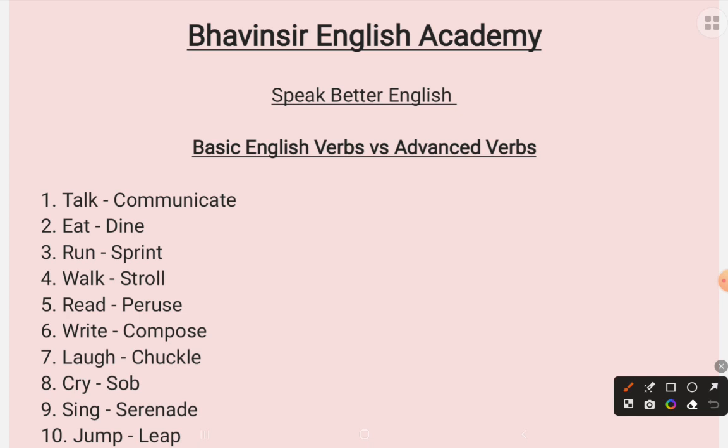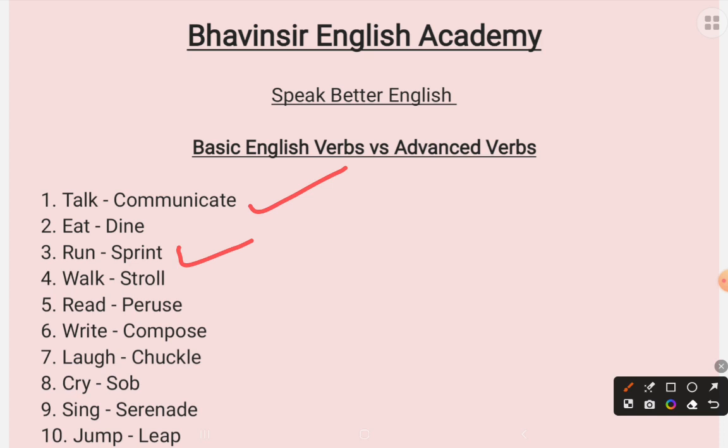Talk. Instead of talk, we use communicate. Instead of eat, we use dine. Instead of run, we use sprint. Instead of walk, we use stroll. Instead of read, we use pursue.